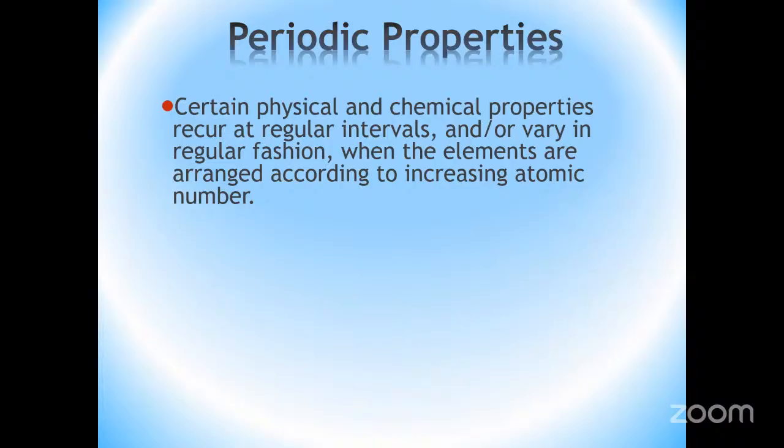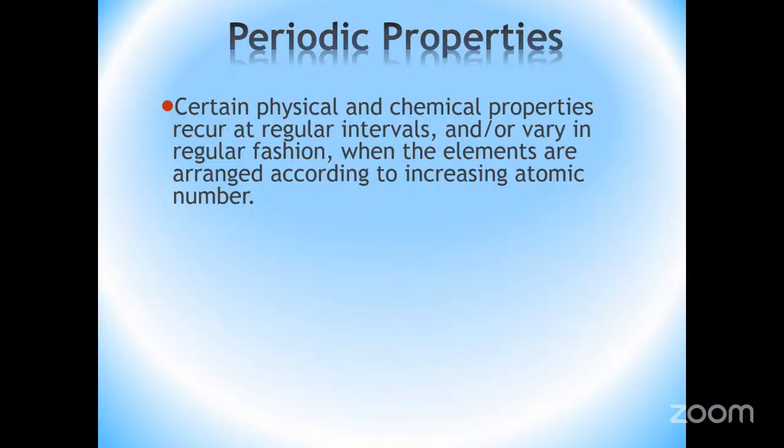And what he did was that he observed that if you order the elements after each other in terms of increasing atomic masses, after so many elements, you see certain properties repeating themselves, right? That's what he observed. And we now know that that observation is due to how the electrons are distributed in the atom, right?